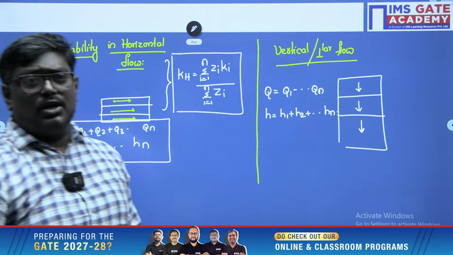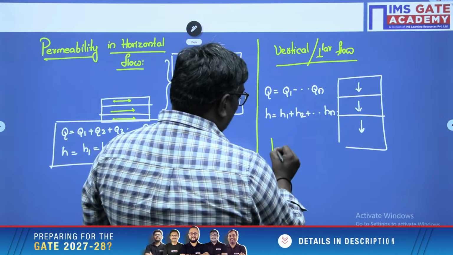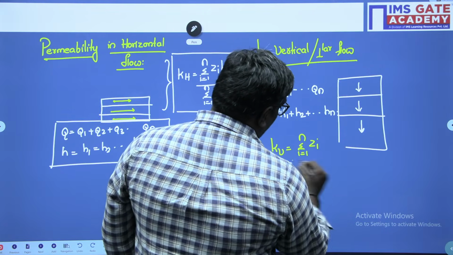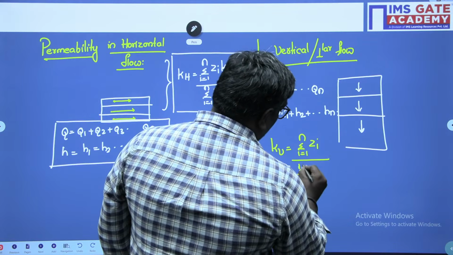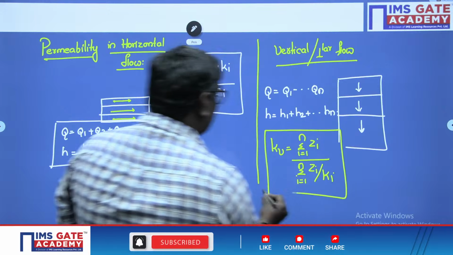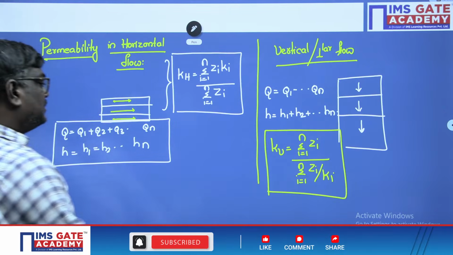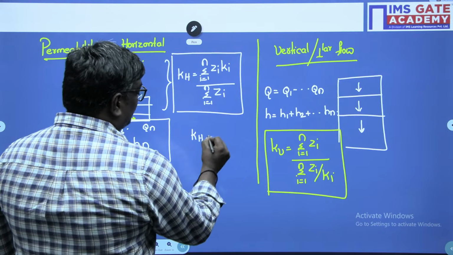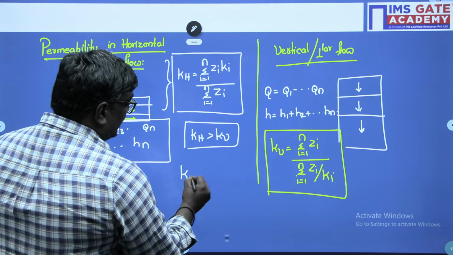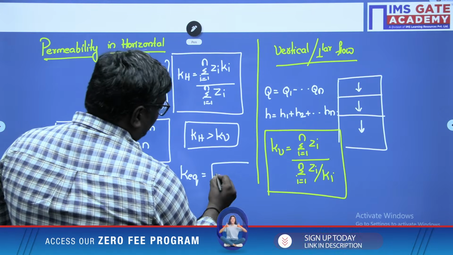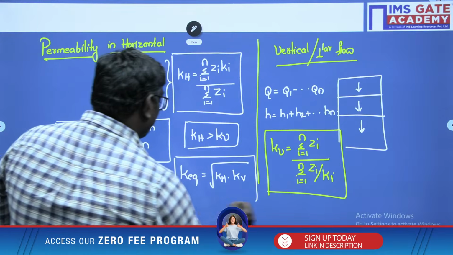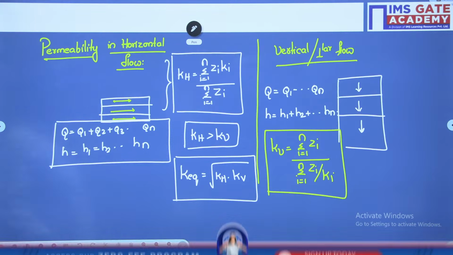So in this case, if you want to find out the vertical flow, this will be sigma i equal to 1 to n of Zi divided by sigma i equal to 1 to n of Zi upon Ki. So this is nothing but the vertical flow. Always remember, mathematically we can prove that horizontal flow is always greater than vertical flow, and equivalent permeability is given by the formula square root of Kh into Kv. I hope you are clear with the permeability concept.